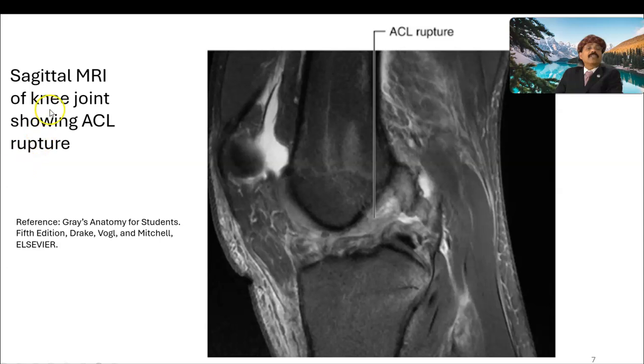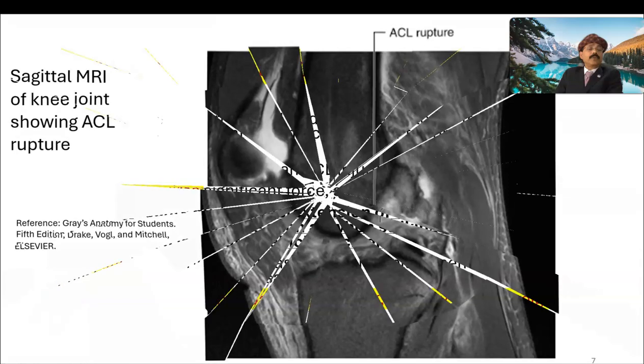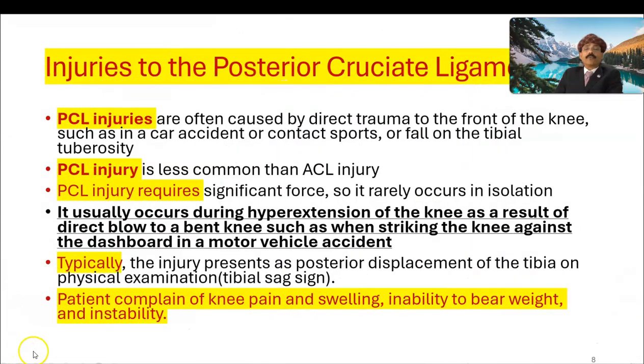Okay. Sagittal MRI of knee joint showing ACL rupture. So this is the site of ACL rupture. Okay. So we got injuries to posterior cruciate ligament. Now we'll go through that.